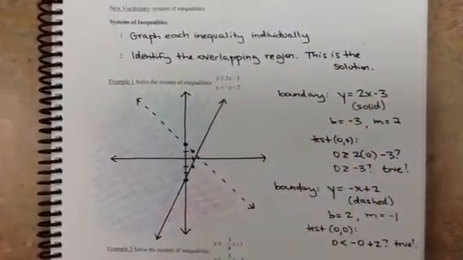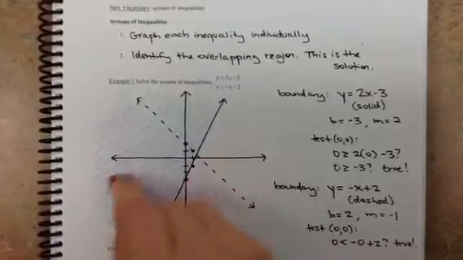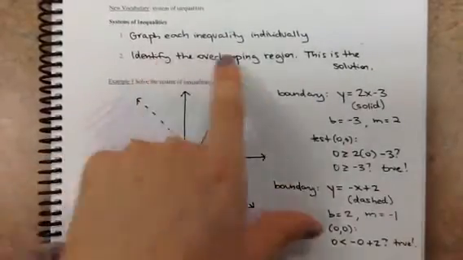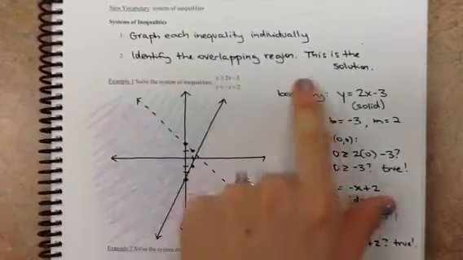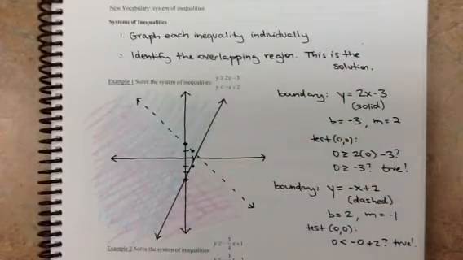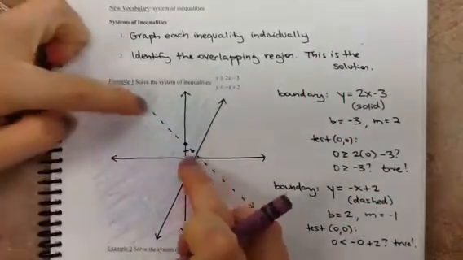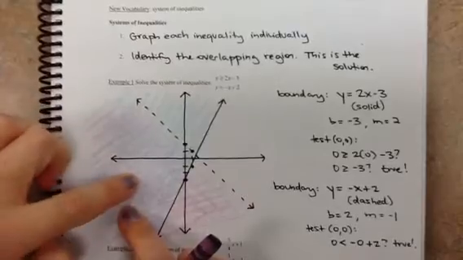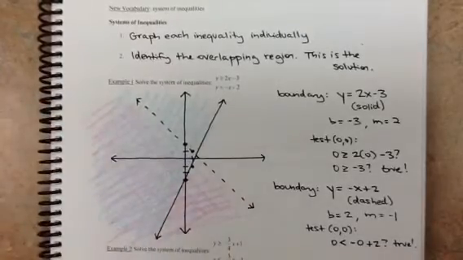Okay, so I've got a nice red-violet shading going on with this one. That's step one, as we graphed each one individually. Step two: identify the overlapping region. This is the solution. That is going to be this region right here that's shaded both in turquoise blue and red-violet.